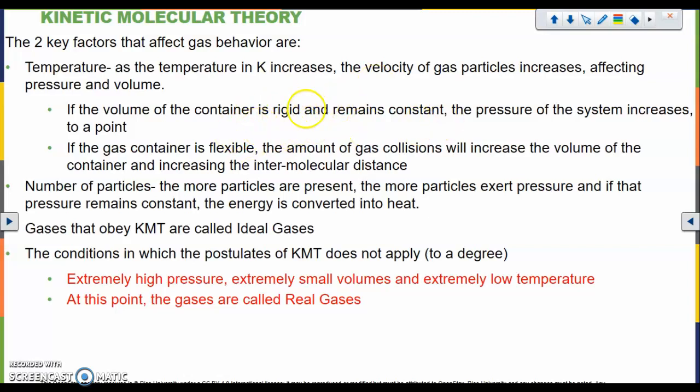Obviously, before your tire blows up, sometimes there's an increase in volume, and again, that is proportional to the temperature in Kelvin. Right.